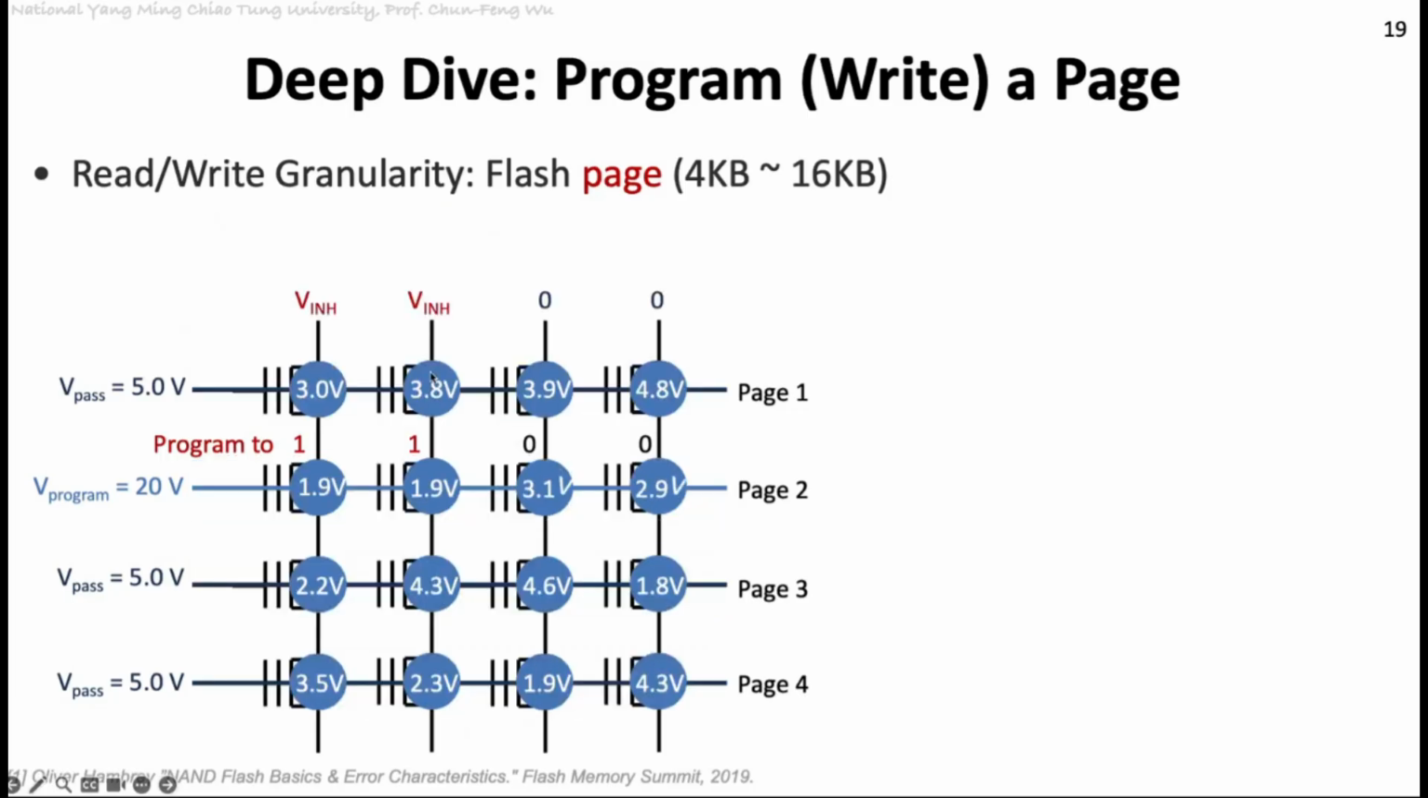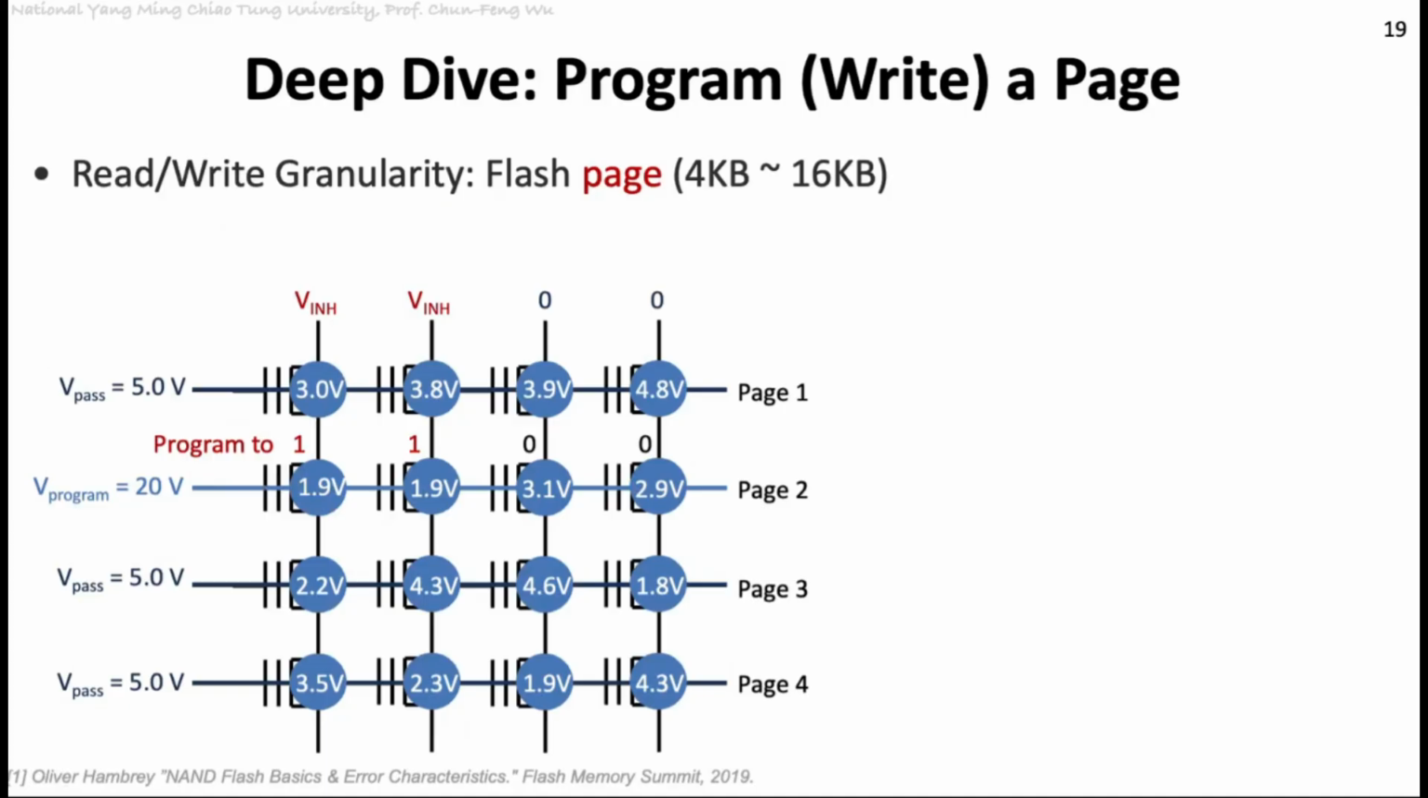Okay, and we need to involve another concept. It's called inhibition. So inhibition is about inhibiting those, because we say we are going to use a program 20 volt to do programming. So if there is no inhibition, all the memory cells will be programmed, right? Because 20 volt here, so all the memory cells will get programmed. The electrons will be moved from the p substrate into the floating gate.